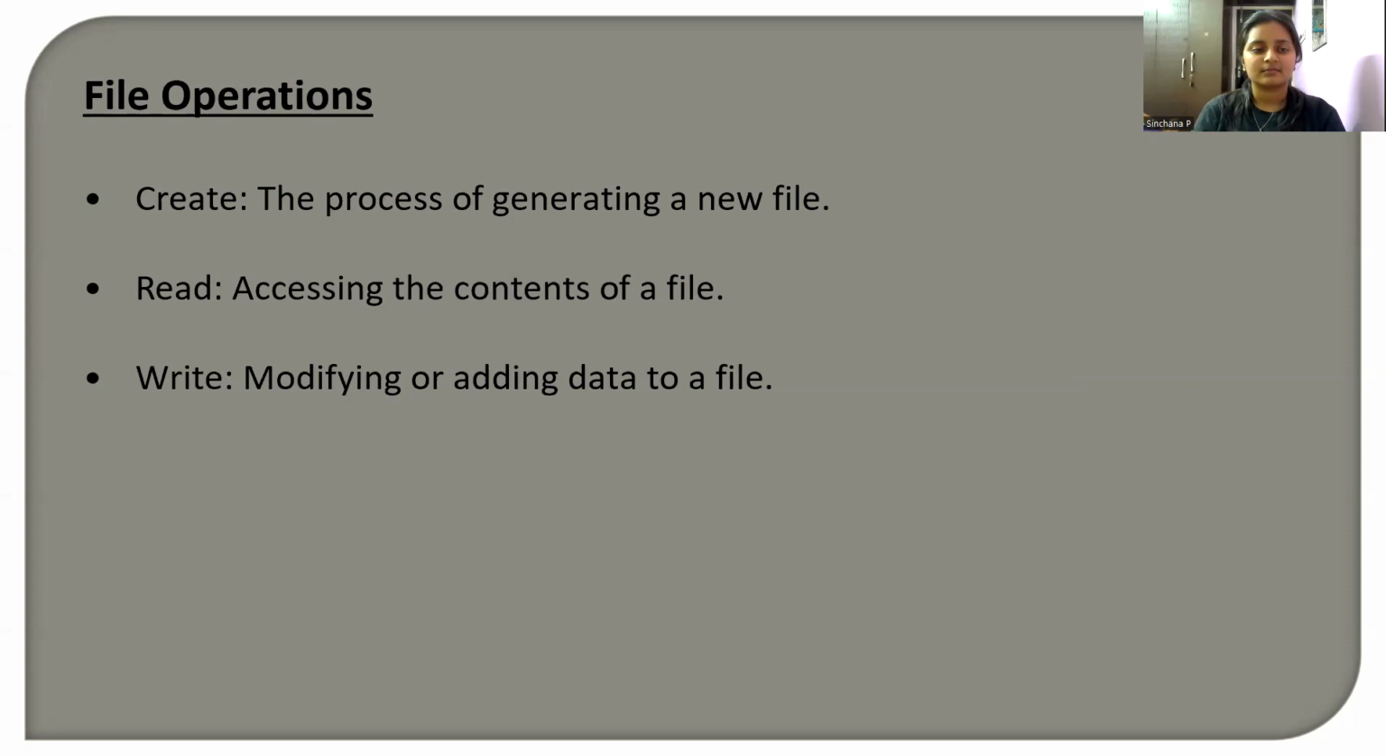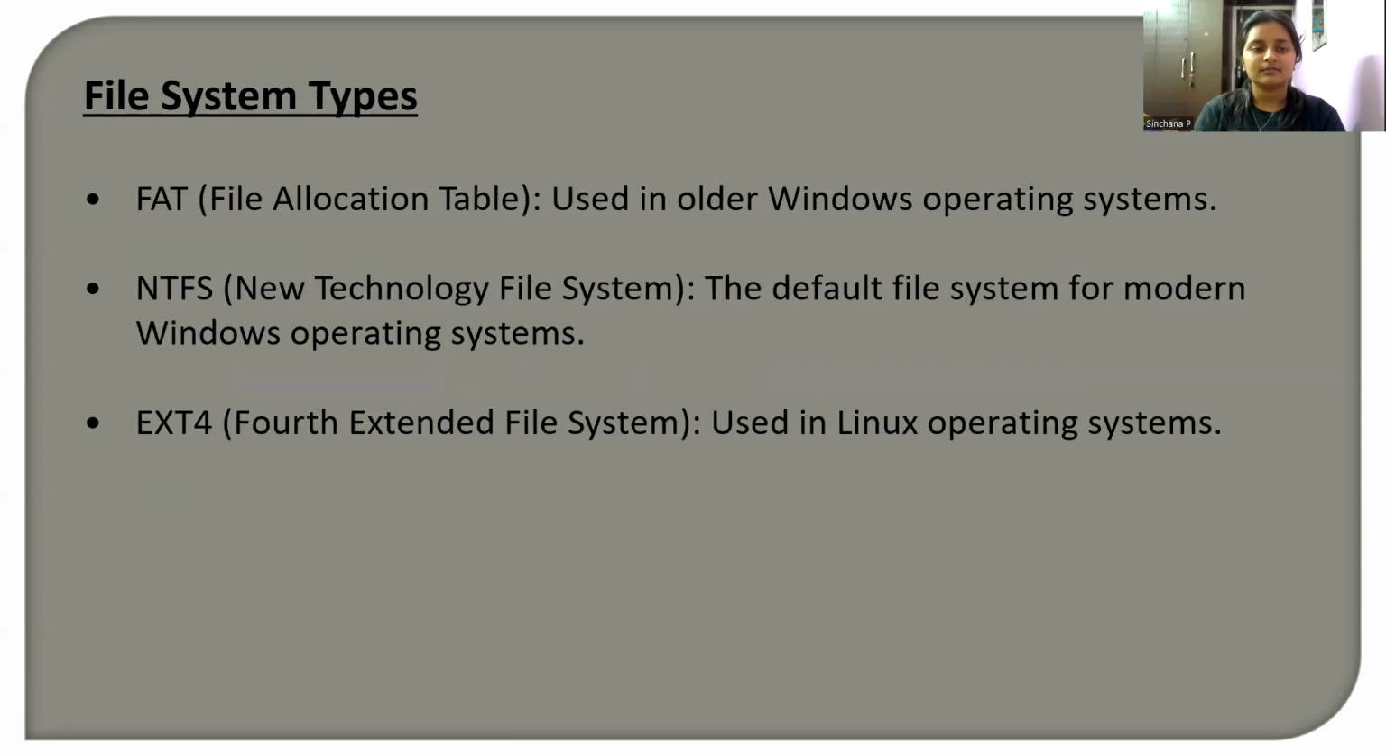Next is file system types. FAT, that is file allocation table, used in older Windows operating systems. NTFS, that is New Technology File System, the default file system for modern Windows operating systems. ext4, fourth extended file system, used in Linux operating systems. This is about the file system types. There are 3 types of file systems here.